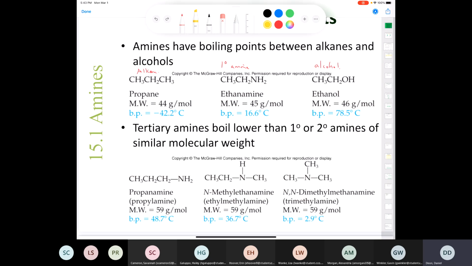Now, why is that? Well, the only intermolecular forces experienced by an alkane are London forces.